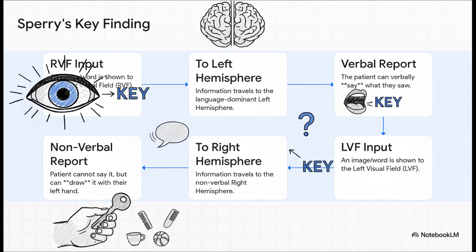But when the word was flashed to the left visual field, the information went to the mute right hemisphere, and the patient would say they saw nothing at all. Yet, and this is the incredible part, when they were asked to draw what they saw with their left hand, which is controlled by that very same right hemisphere, they would draw a face. The right brain knew the answer, it just had no way to say it out loud.